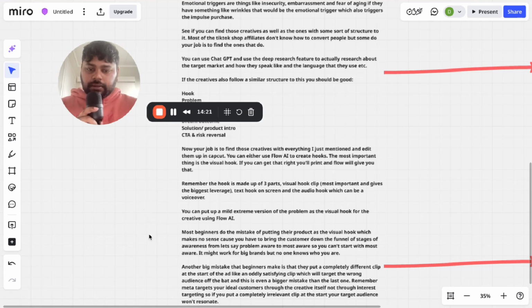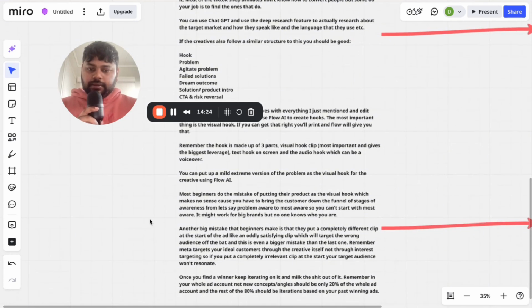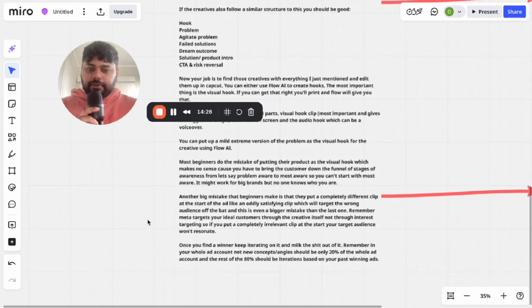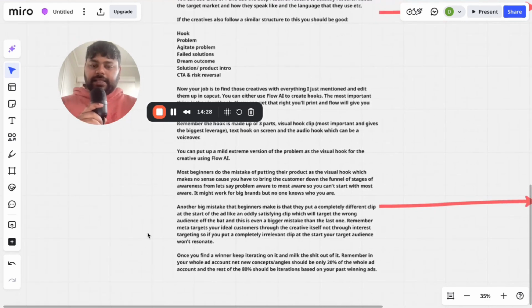But yeah, the hook is made up of, and most beginners make this mistake of literally using their product as a visual hook, right? And that doesn't work, right? So you have to use a mild extreme version of the problem that you're trying to solve, and that's going to get the attention of your target market, right? Otherwise you just put a product up there and it's not going to get the attention of the target market, or the target audience, right?